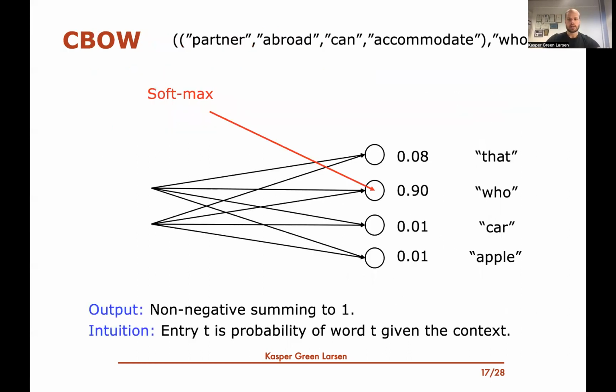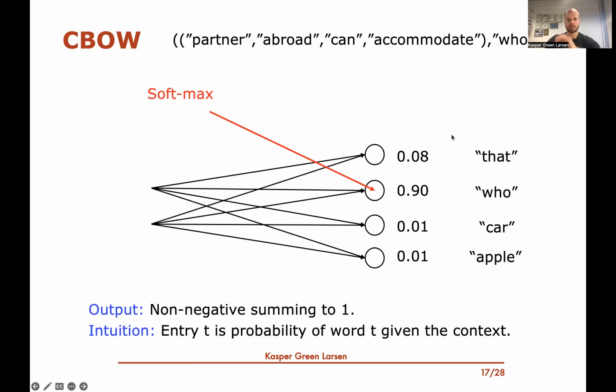Okay, so this is what's going to happen here, right? We're going to have an output neuron for every word in the dictionary, and on this input partner, abroad, can, and accommodate, it's going to output a probability distribution, and maybe it looks like this. So it's probably very unlikely that apple is the middle word here: partner, abroad, apple, can, accommodate. It's not very likely, but who is very likely here, maybe a 90% prediction. Right, so you do the softmax, and that's the basic idea.